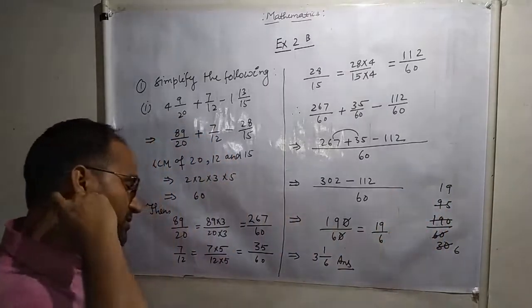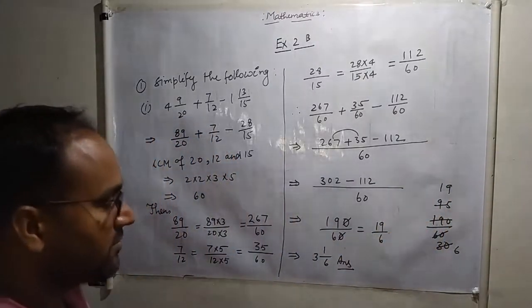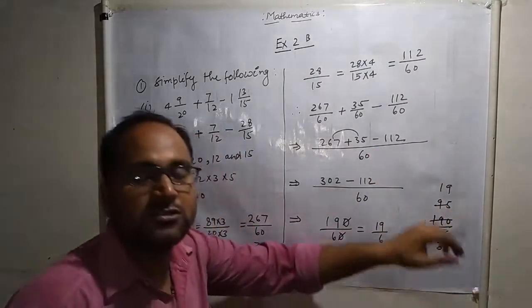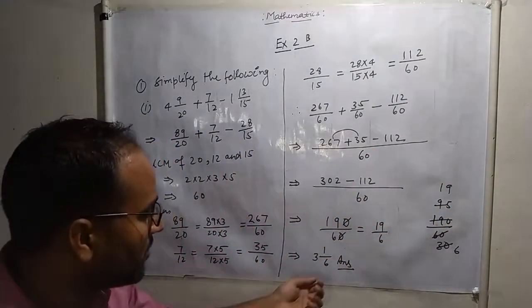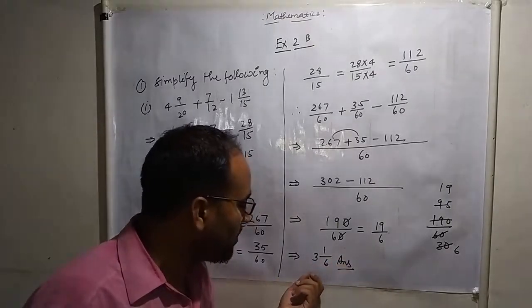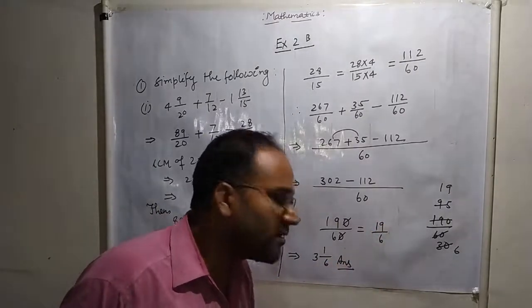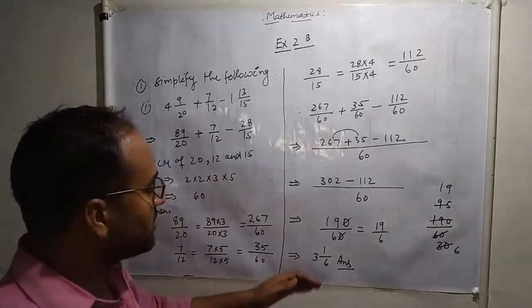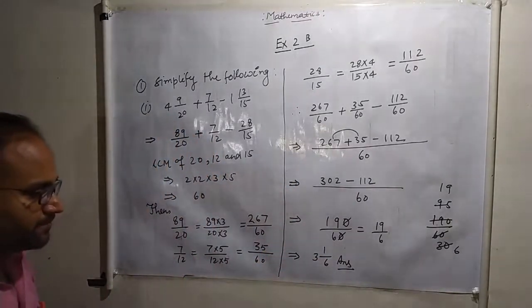And I told you, students, that if the HCF of numerator and denominator is 1, then the given fraction is in simplest form. And then you will change it into a mixed fraction because the numerator is greater than the denominator. In that case, you always change your fraction into simplest form.